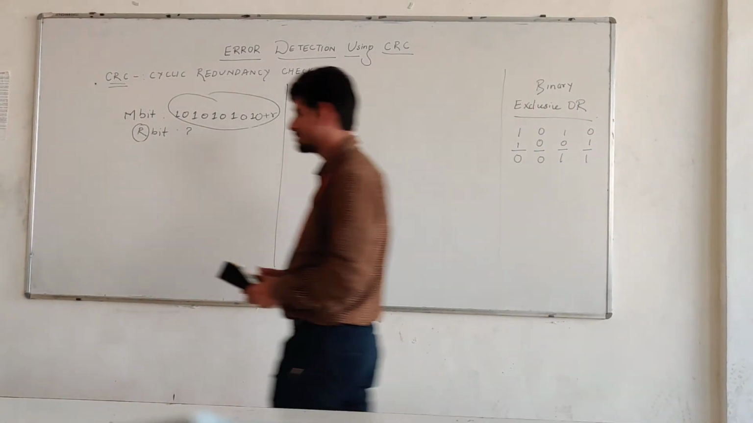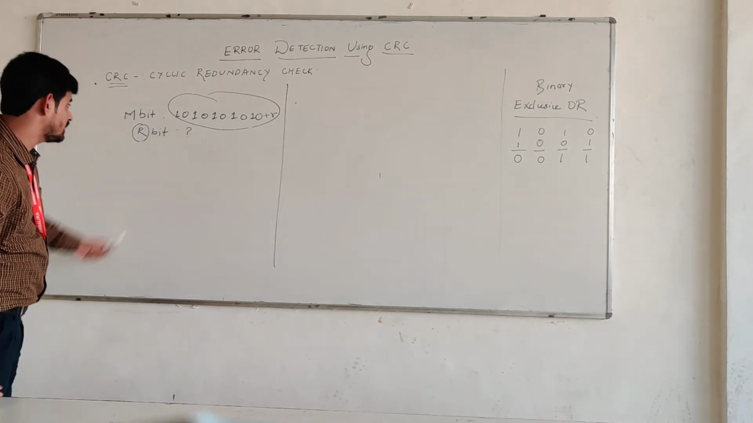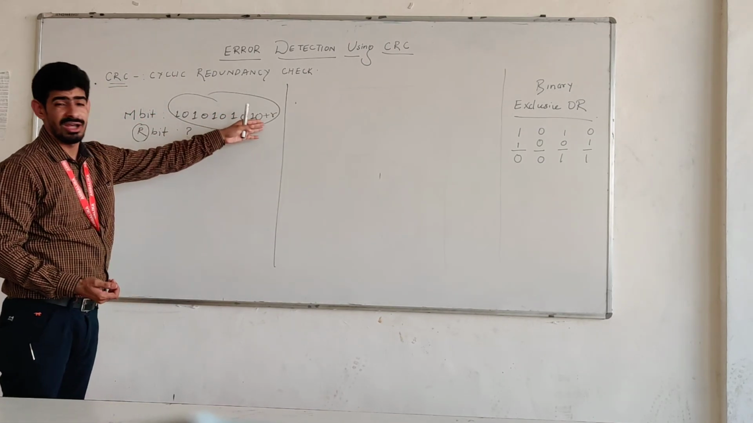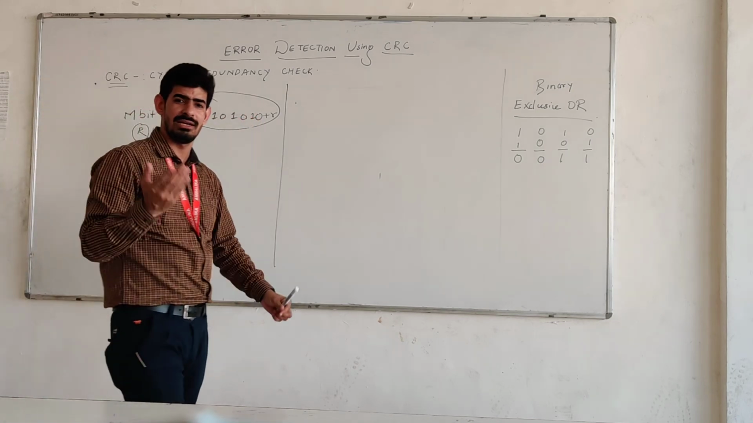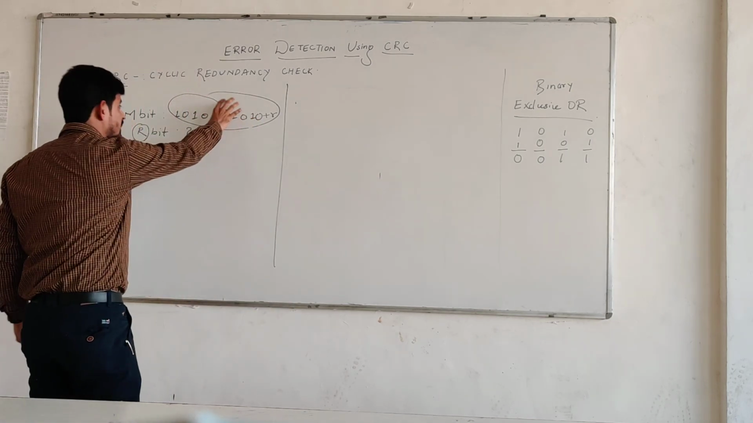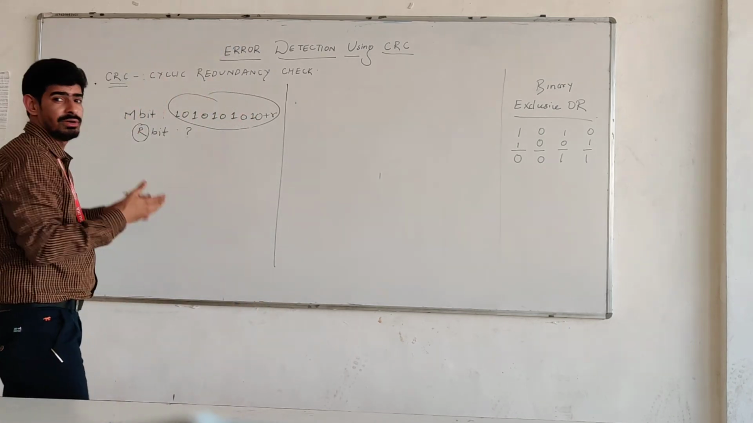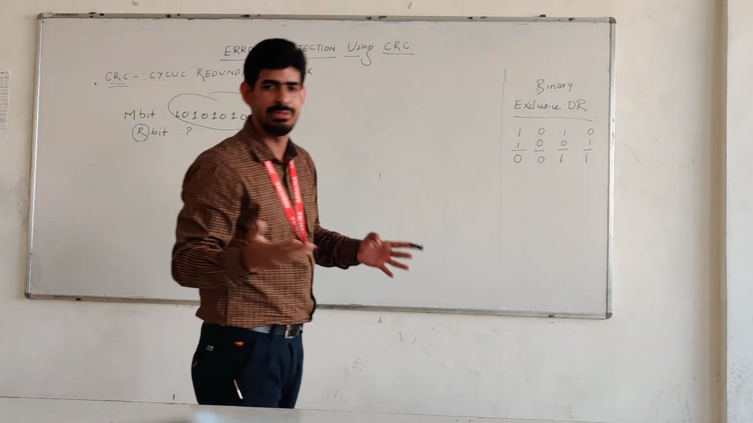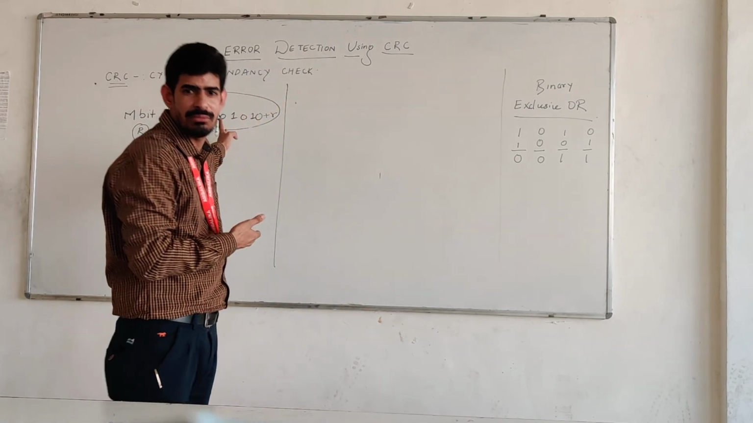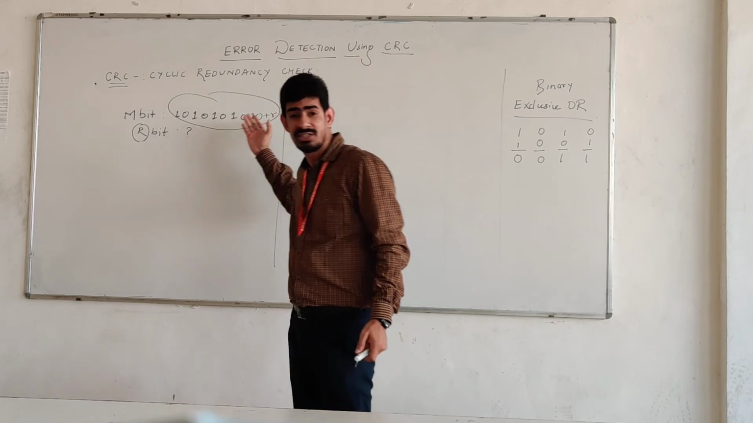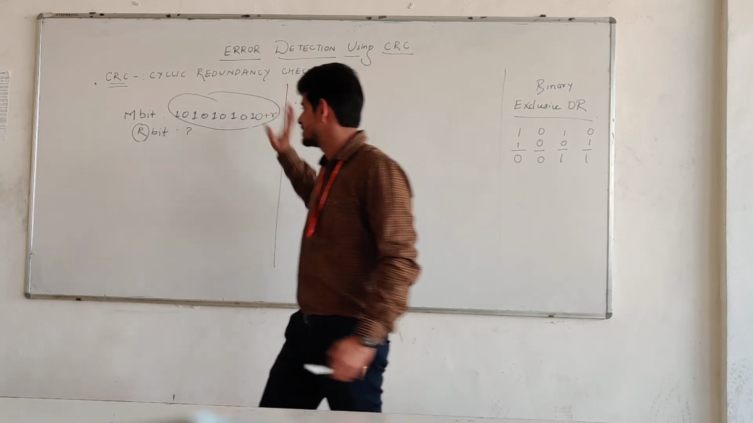So let's take an example question. Suppose we are given a message bit as 10101010 and we have to rectify errors in this particular message by using cyclic redundancy check. So what we will do is add some redundant bits to this actual message so that we can get rid of the errors existing in this message.